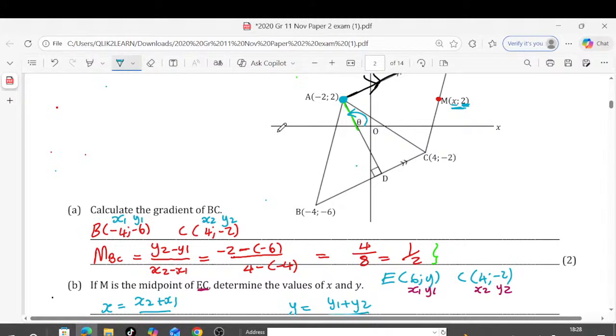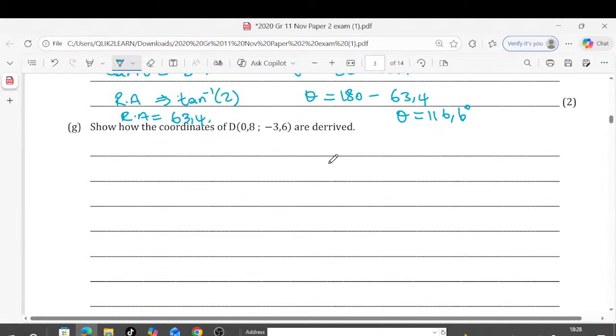The first and most important thing to do is write down the equation of AD. Remember we found the equation of AD to be y is equal to -2x minus 2.